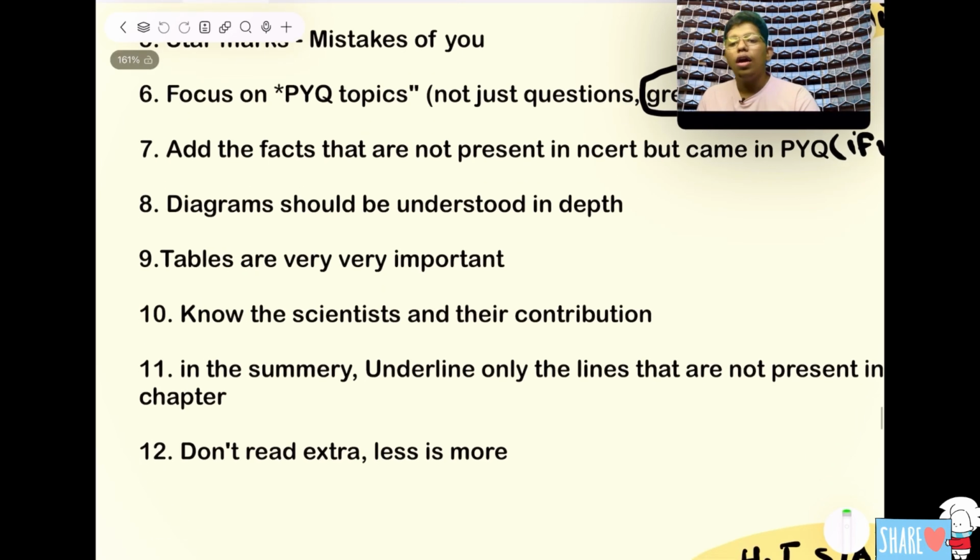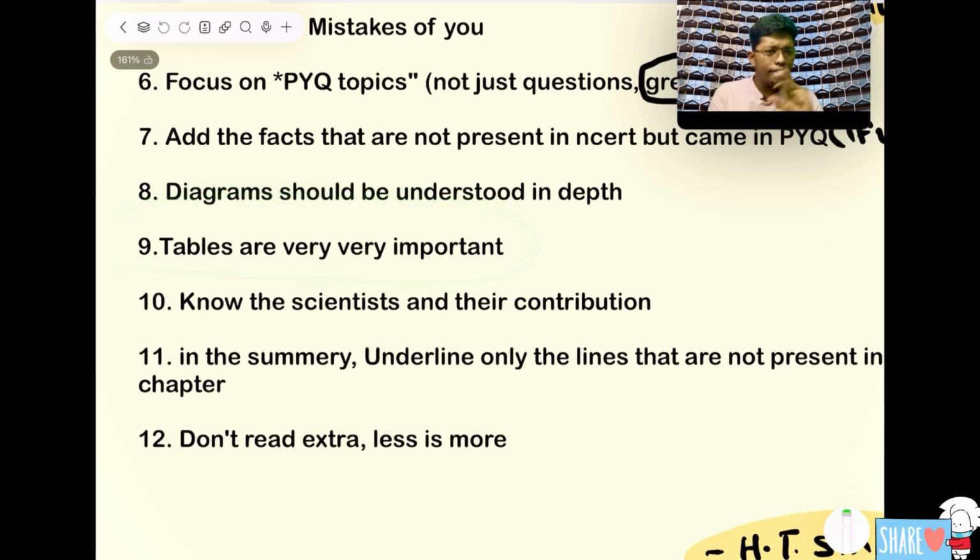Very, very important. Next, tables are very important because not every chapter has tables, but in some chapters you may see some tables, right? Look at them very carefully. The reason is there is a high chance that match the following may come.